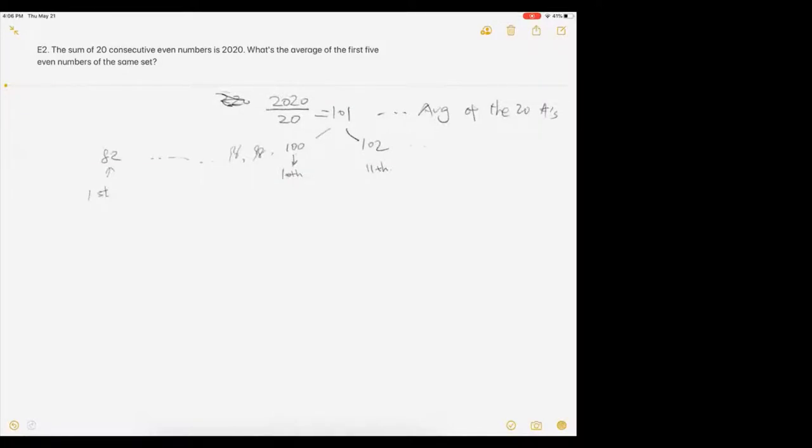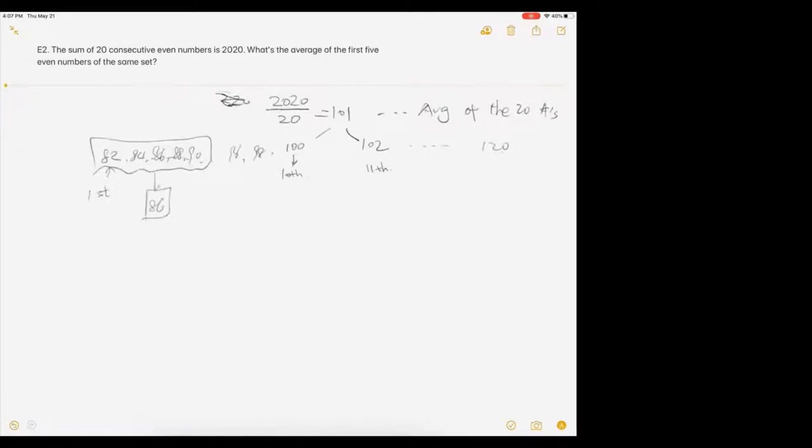Well, do you really need to go to the last number? Oh, well, no. But I just did 82, and then 84, 86, 88, 90. So these are the first five numbers? Mm-hmm. And the average is 86. The average is 86. Okay.